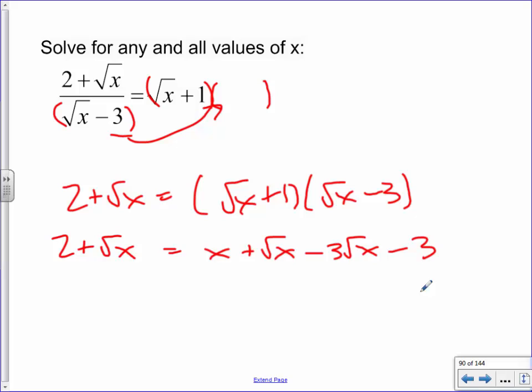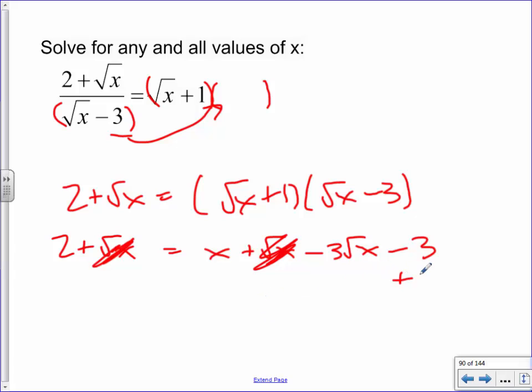Ideas? What can we do? Yeah, combine like terms. I'm going to recommend that we put all of our root x's on the same side and all of our not root x's on the other side. Actually, this is kind of clever. There's a root x on both sides, so I'm just going to do that.